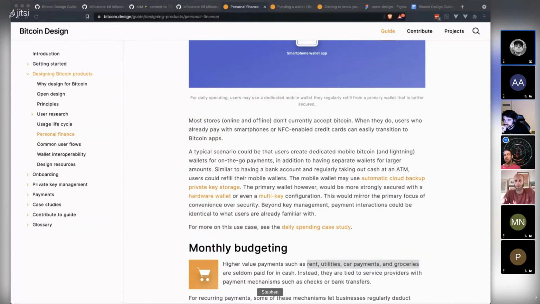So maybe we could just say, well, here are 3 scenarios of how monthly budgeting could be. It could be a desktop wallet with a hardware wallet. Maybe you have a desktop with your phone, where you pay with your phone, but you have your other key on your desktop or something.